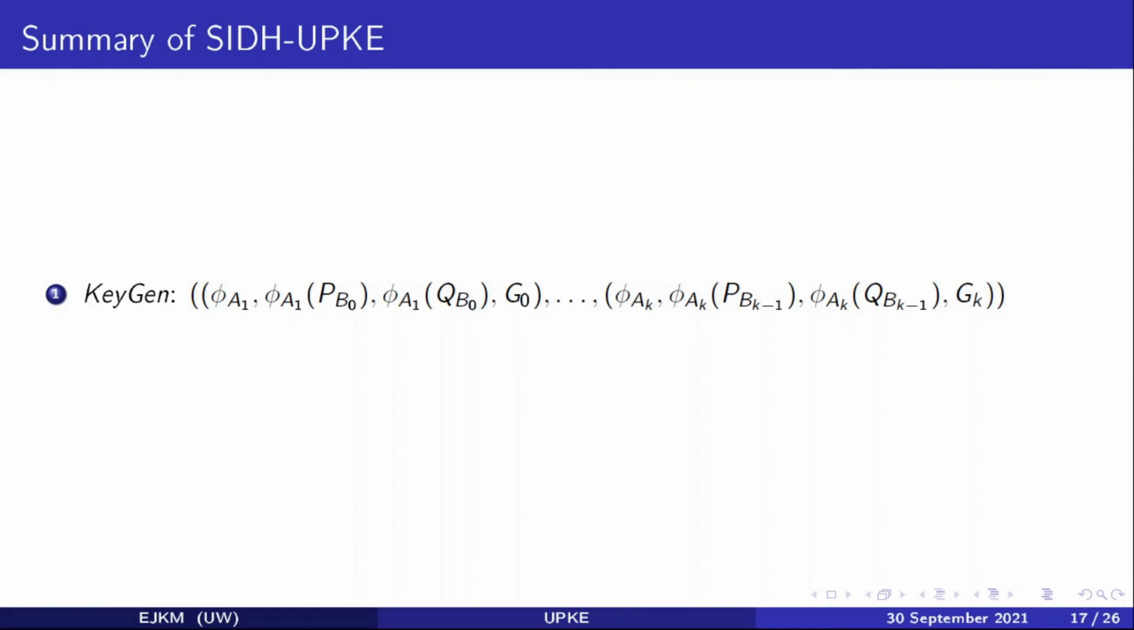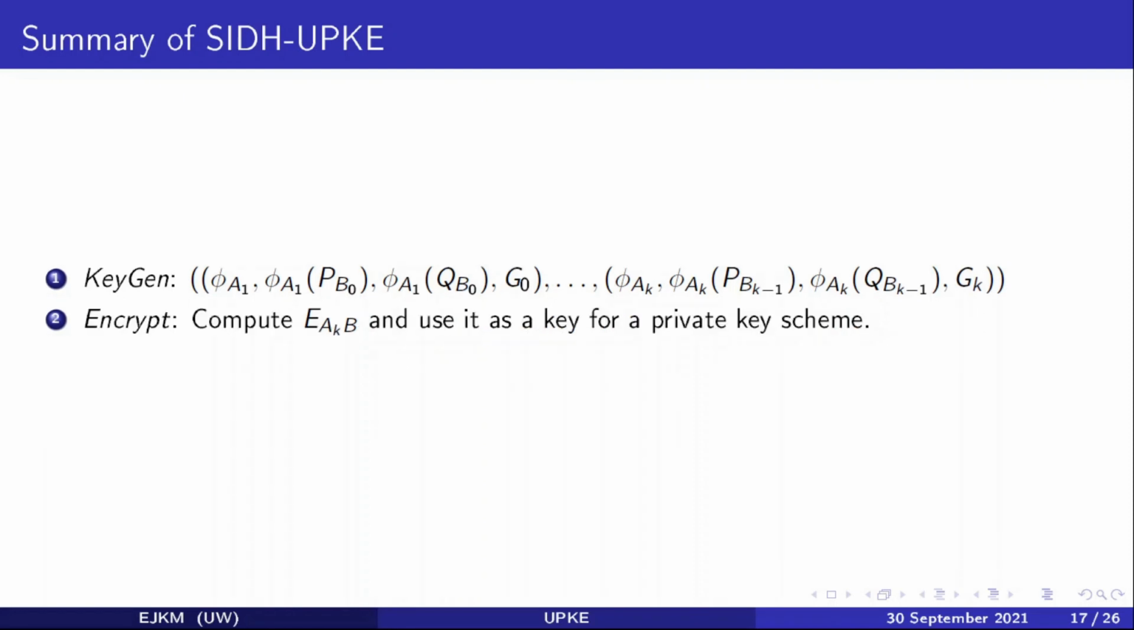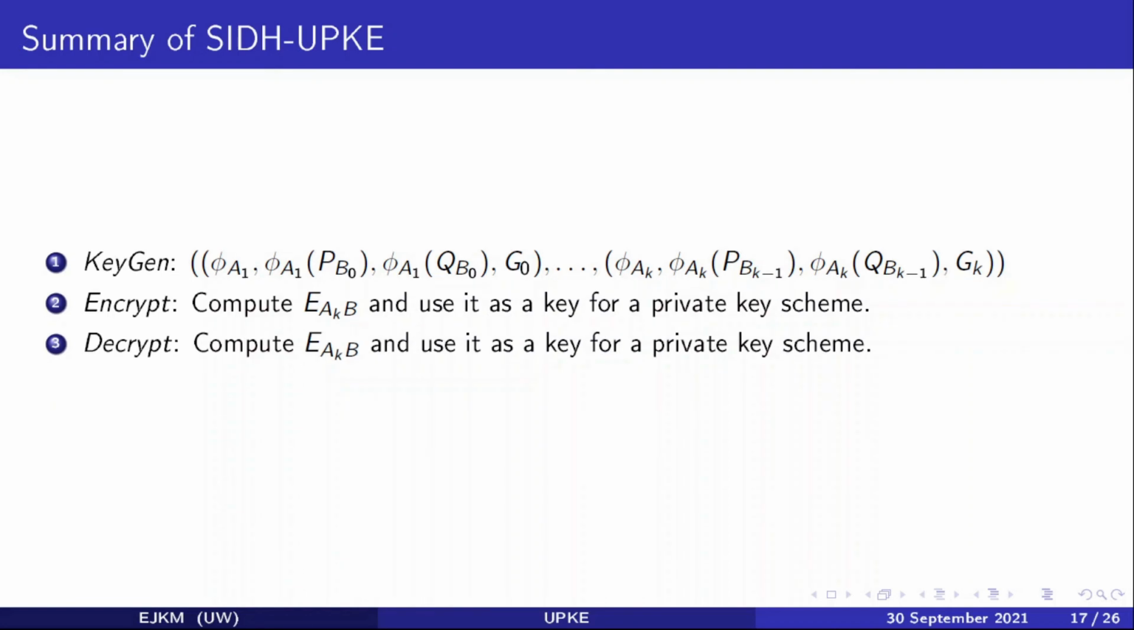In summary, our SIDH UPK works as follows. The keygen algorithm generates as a private key a chain of isogenies phi A1 up to phi AK, and as a public key it generates the auxiliary point of each of those isogenies, as well as the additional point that Alice will require for the complete SIDH exchange. For the encryption algorithm, we simply compute the final curve EAKB and use that shared secret for our private key scheme. The same thing happens for the decryption algorithm.